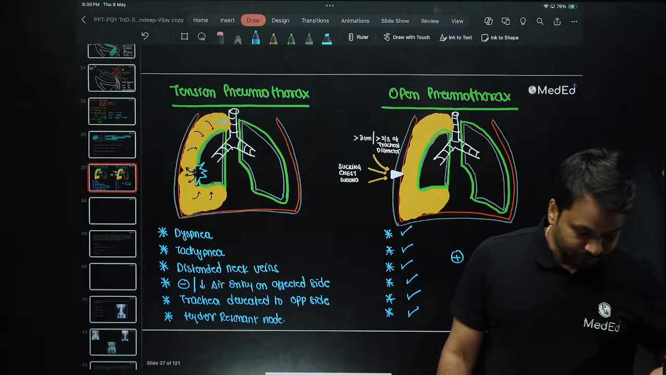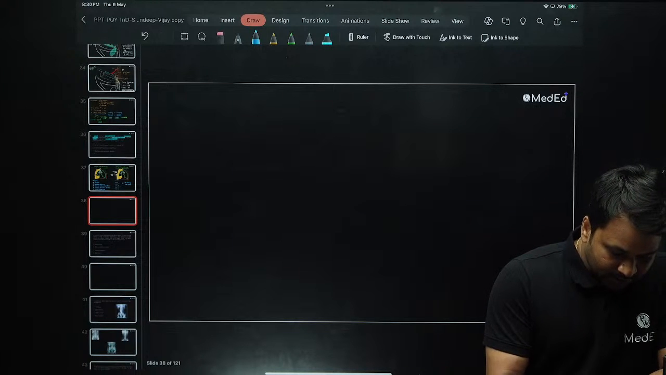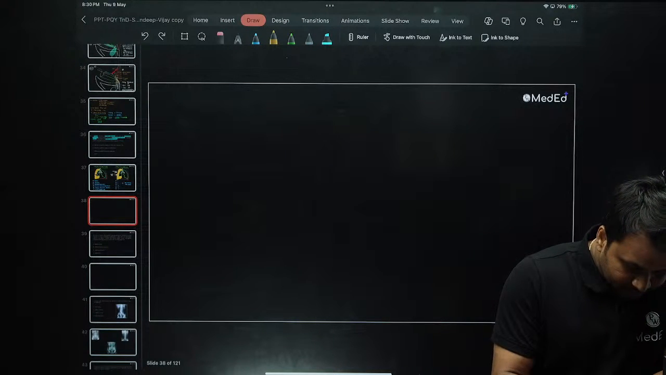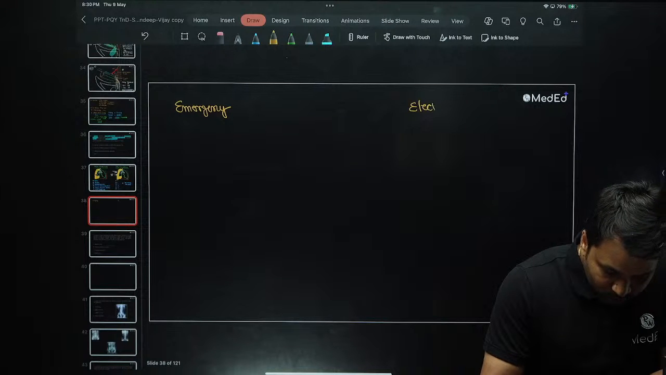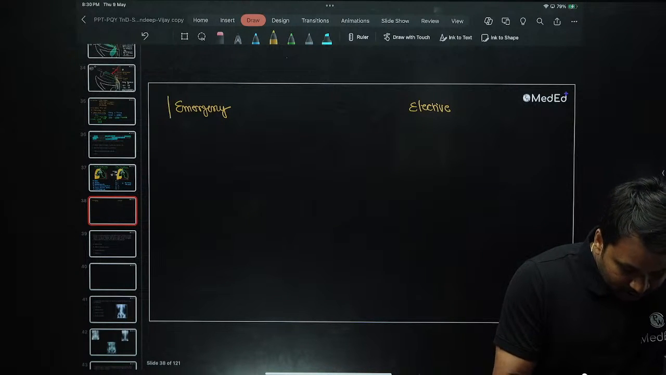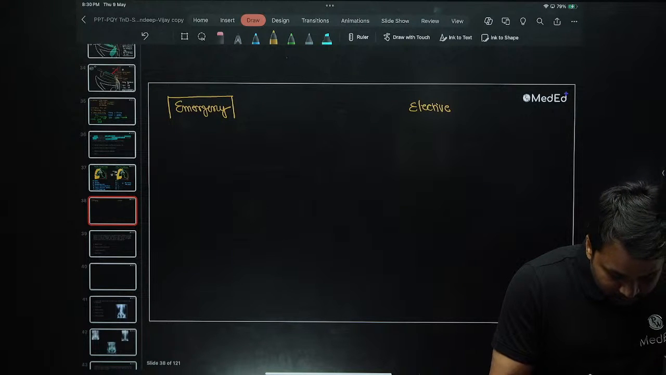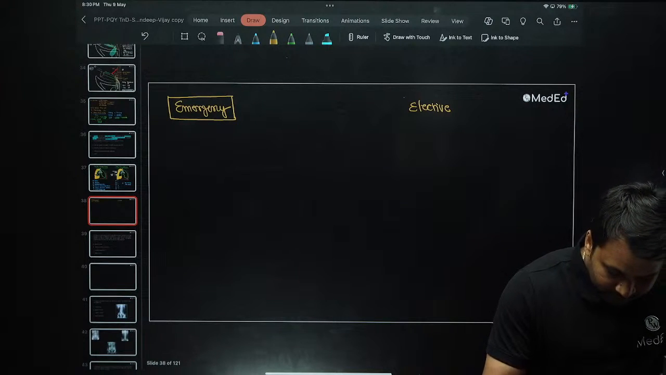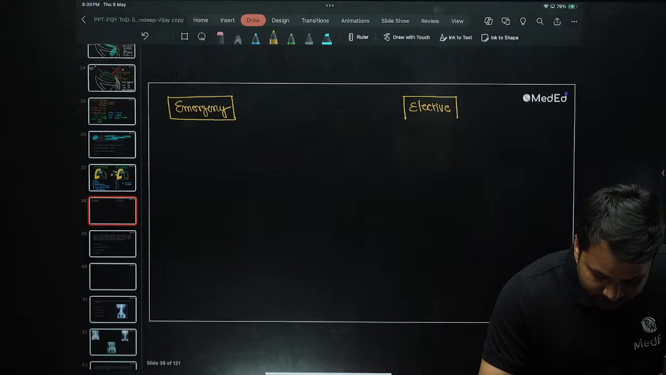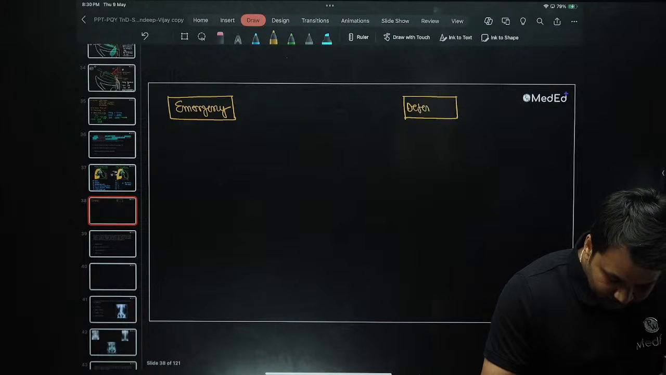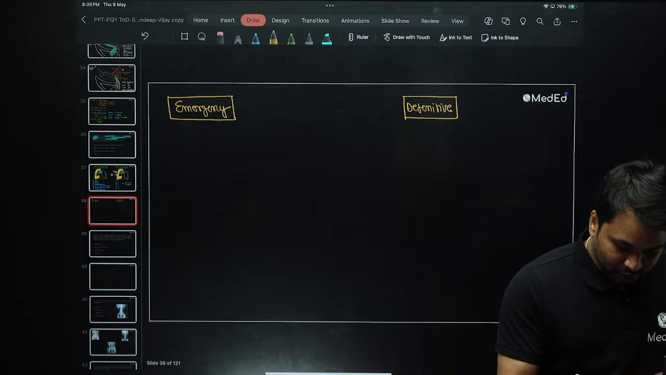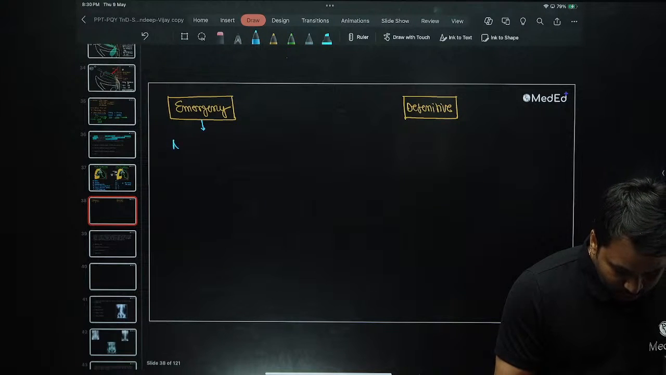Clear? Now, remember, in either case, what are we going to do in an emergency and what are we going to do as an elective form? Now, in an emergency, I will do a needle thoracocentesis. Rather than say elective, it's a definitive. As definitive, I'll do an ICD management. Okay? So, in emergency you will do a needle thoracocentesis.